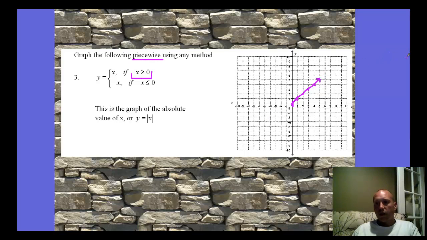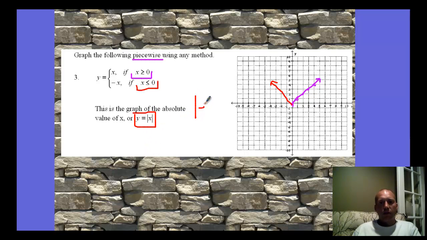And if we graph the other portion, y equals negative x, is when x is less than or equal to 0. So y equals negative x is the upward trend going to the left. So we get this shape. Together, these actually make the absolute value of x. This is the graph of y equals absolute value of x.